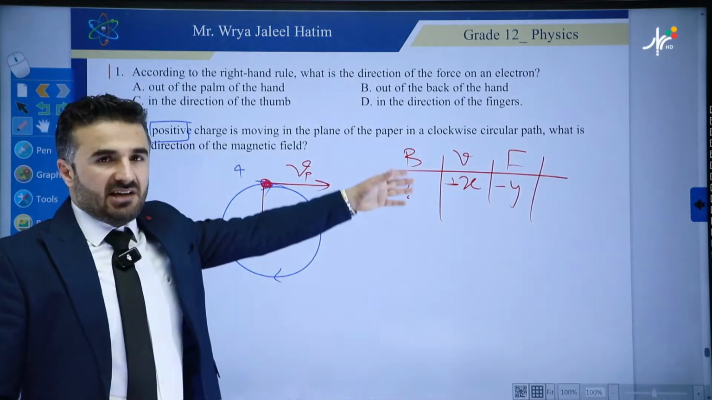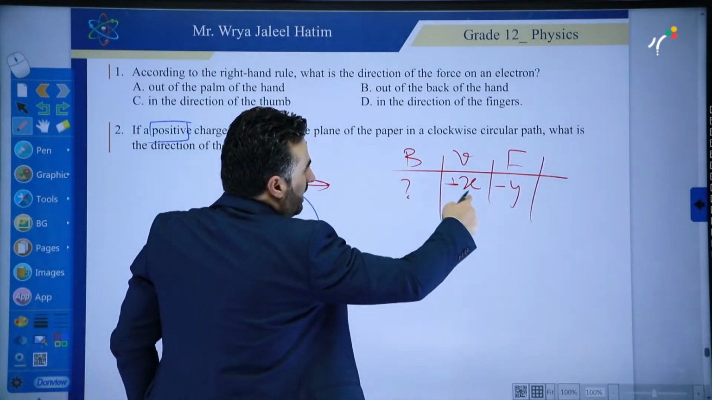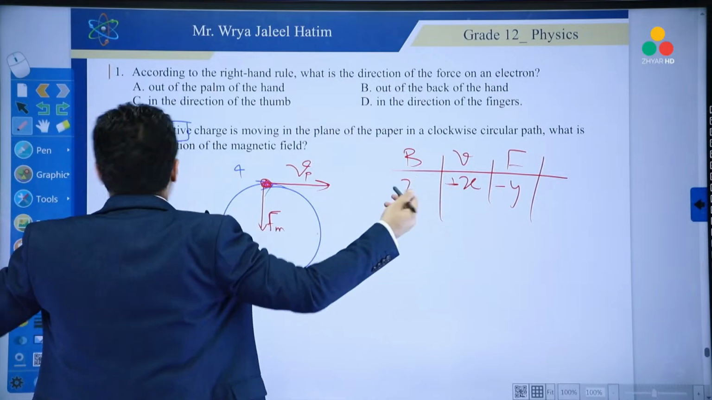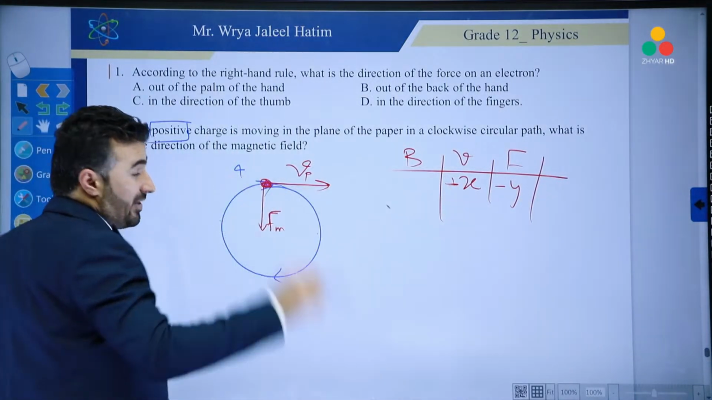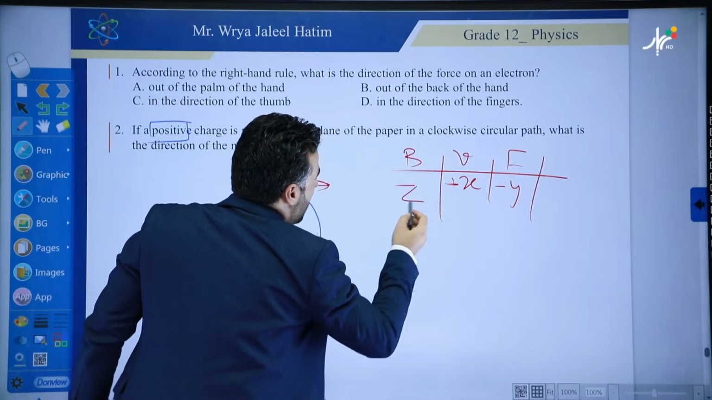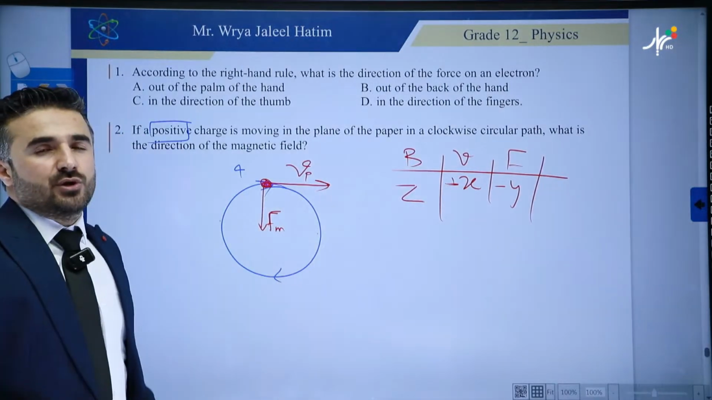So can you guess the direction of the magnetic field? Of course you should know. We have two components here, x and y, so the third component must be the z-axis. But is it positive or negative? Then you have to use your right-hand rule here.